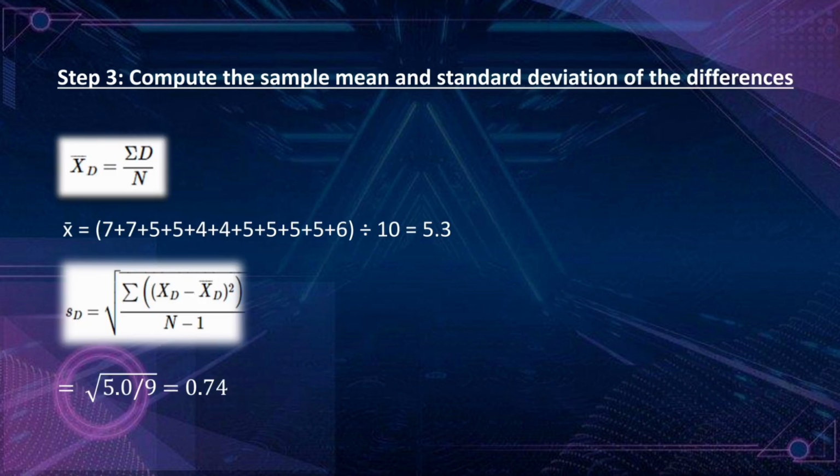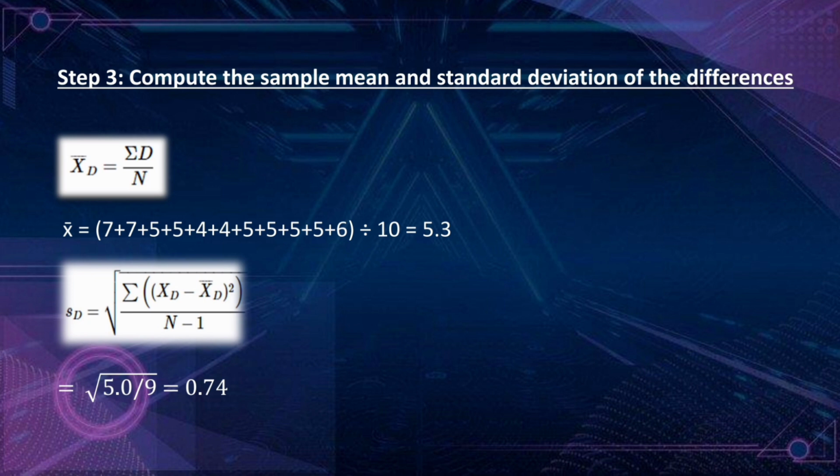In the third step, we need to calculate the sample mean and standard deviation of the differences. We all know how to calculate the sample mean: x bar is equal to sigma d by n. Here sigma d means the total of all differences and capital N means the total number of samples. Here we have a total of 10 individuals, so n is 10. By calculating, we get 5.3 as our sample mean.